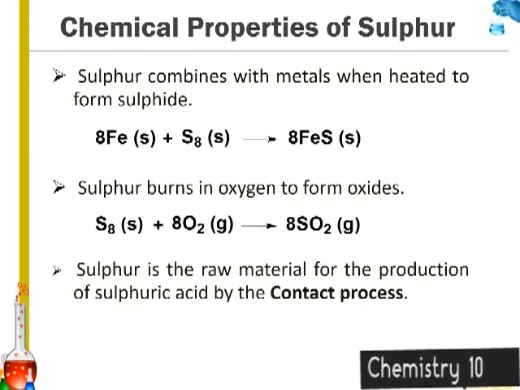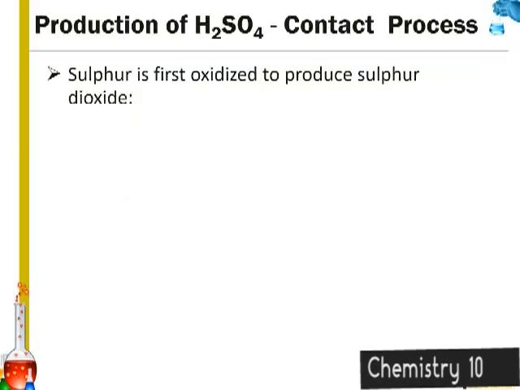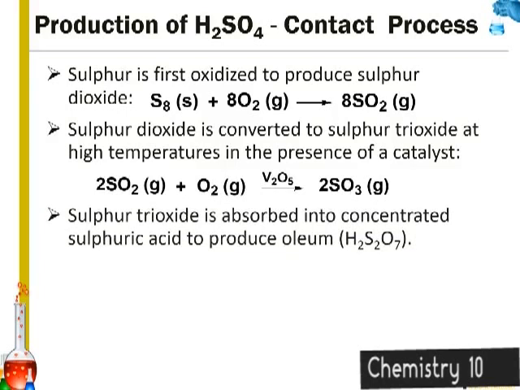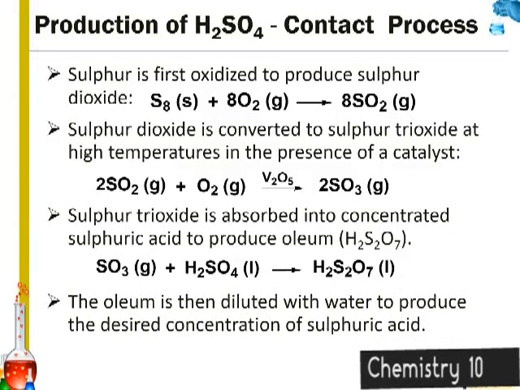Sulfur is also the raw material for the production of sulfuric acid by the contact process. During the contact process, sulfur is first oxidized using oxygen gas to form sulfur dioxide. The sulfur dioxide is then converted into sulfur trioxide at high temperatures and in the presence of a catalyst. Sulfur trioxide is then absorbed into concentrated sulfuric acid to produce oleum. The oleum is then added to water to produce the desired concentration of sulfuric acid.